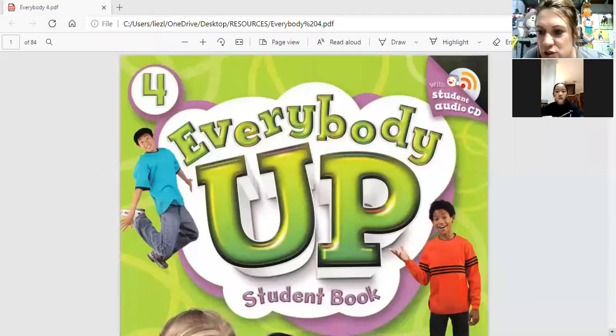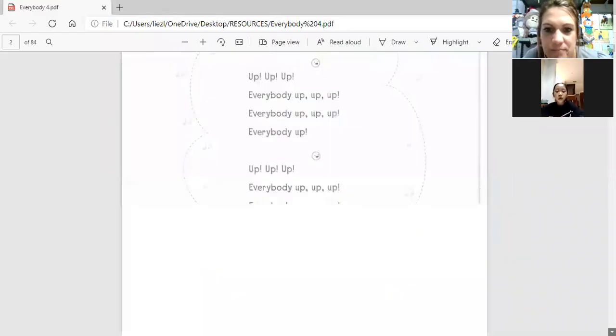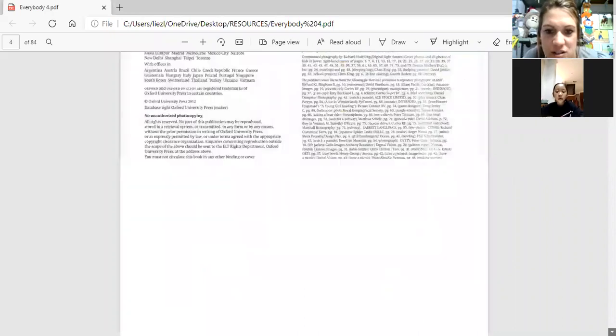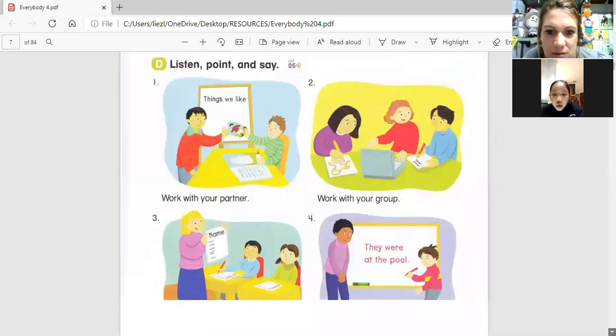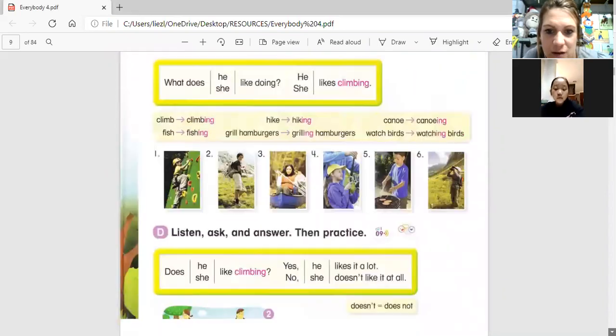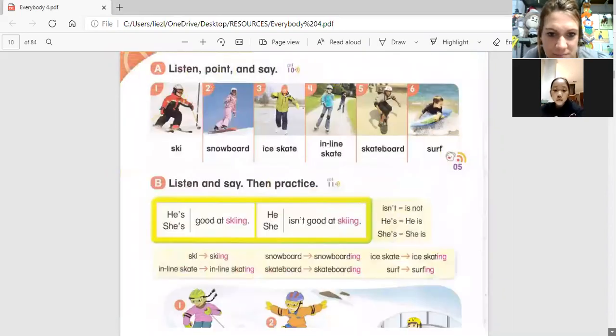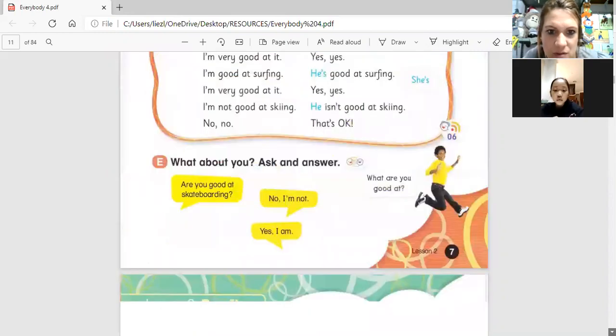Good, okay. So we're going to do Everybody Up 4, Unit 2 today. Tell me if you can see the picture. Can you see the picture? I'm going to show you now. Just want to go to Unit 2.